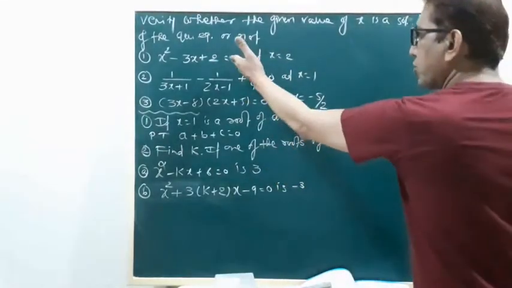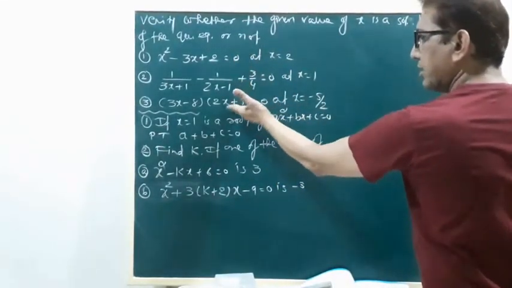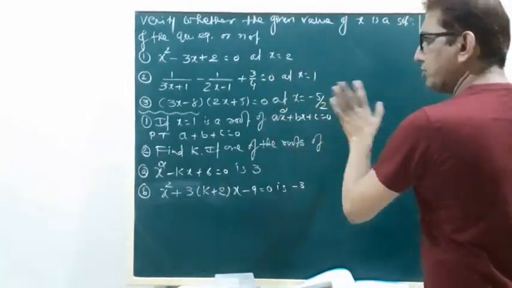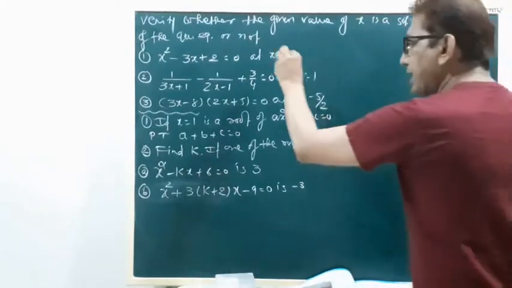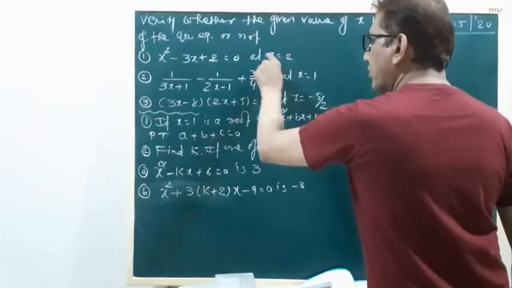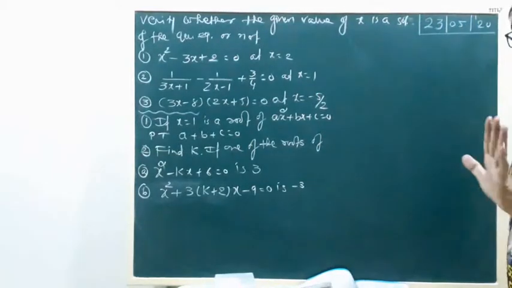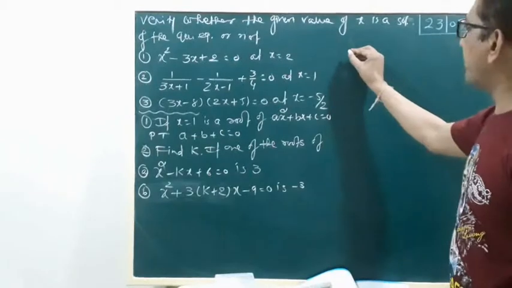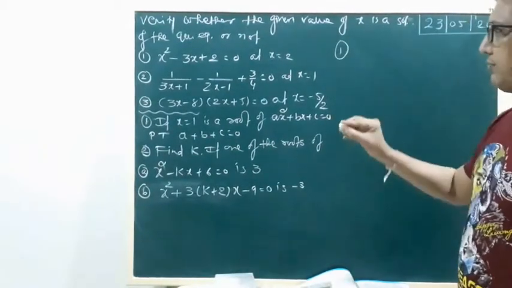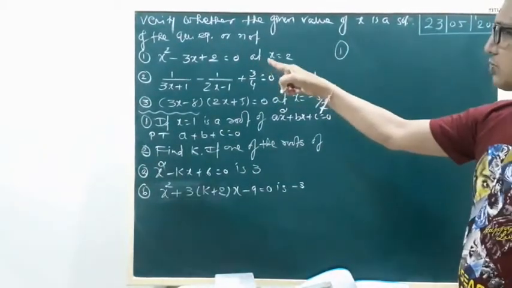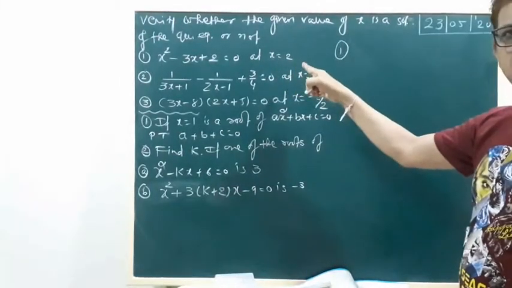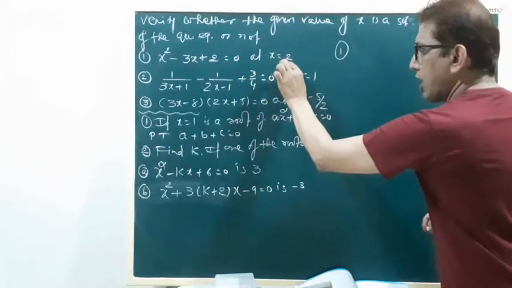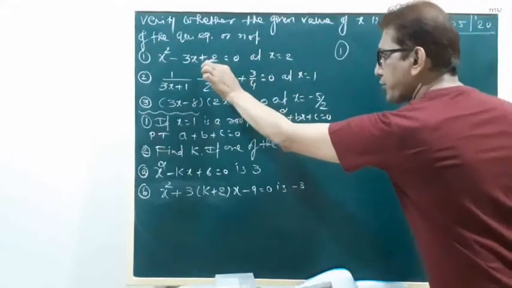Here we write the three questions 1, 2 and 3, and the value of x is also given. We are only verifying whether the value satisfies the equation or not, right? First we calculate the first one: x square minus 3x plus 2 equal to 0 at x equal to 2. Here we check this value. Now put x equal to 2 in this equation on the left side.